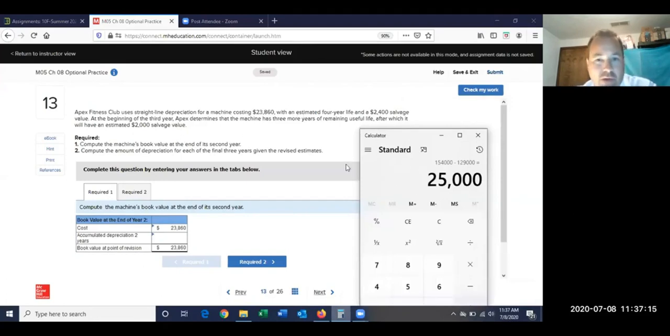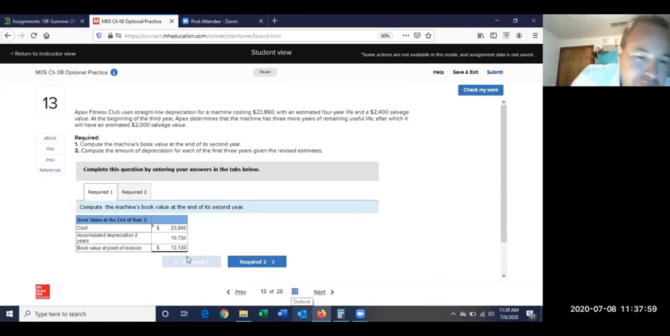All right, so it doesn't say here that I bought it at the beginning of the year. We're going to have to assume that since it doesn't say otherwise. So we're going to take the 23,860 minus the salvage value, and it's saying we've got a 4-year life. That means in year 1, I would have depreciated this much as long as I had it for the whole year. Now, it's asking how much my accumulated depreciation is after 2 years. So I'm just going to multiply that number by 2 for 2 years. So my accumulated depreciation is 10,730.